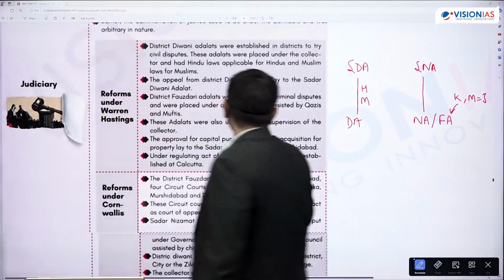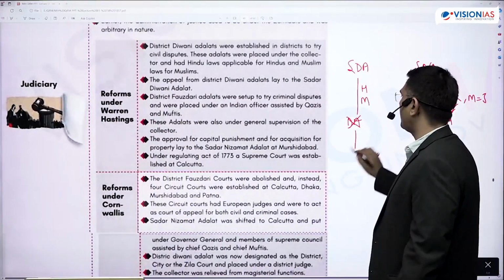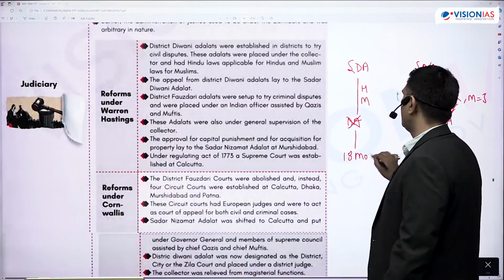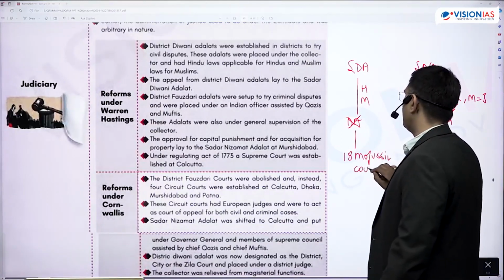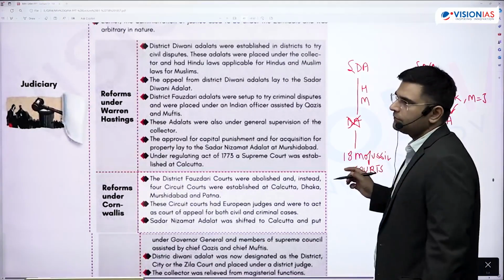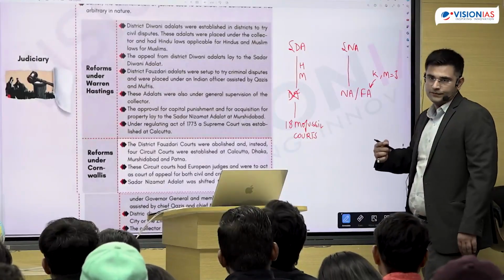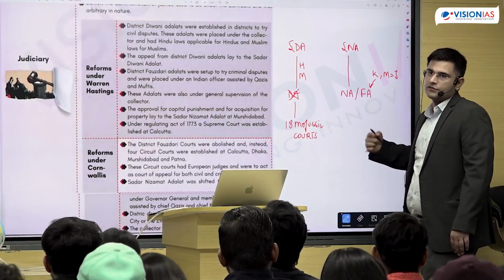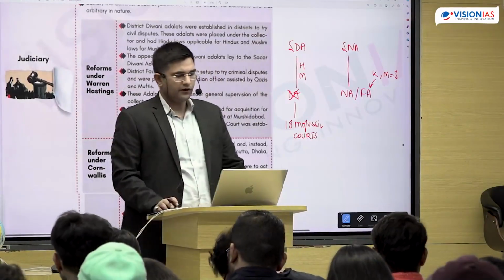Later on he removed these district courts, and 18 mofussil courts were set up, all under British officers. 18 mofussil courts plus separation of power was brought. That is, if you're a district collector, you cannot be the judge also. So this was the change which was brought by Warren Hastings later on.